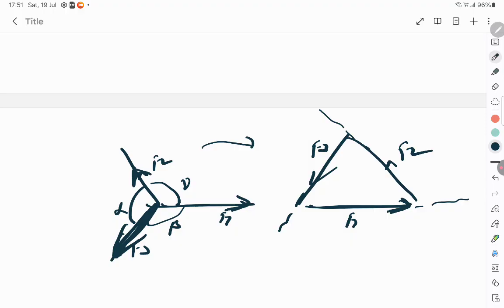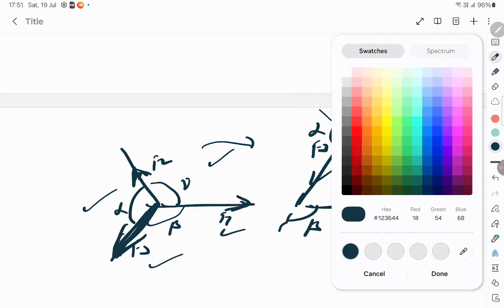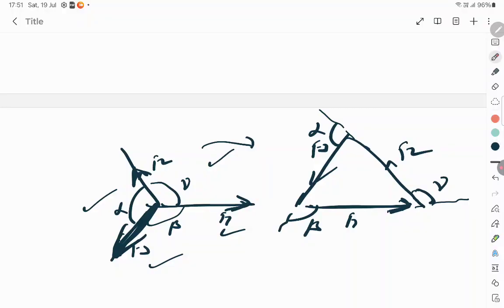And you know the angle between F1 and F2 is gamma. F2 and F3 is alpha. And next one is F1 and F3 to be beta. So you draw the exterior angle so that you can write this to be pi minus beta, pi minus gamma, pi minus alpha, 180.